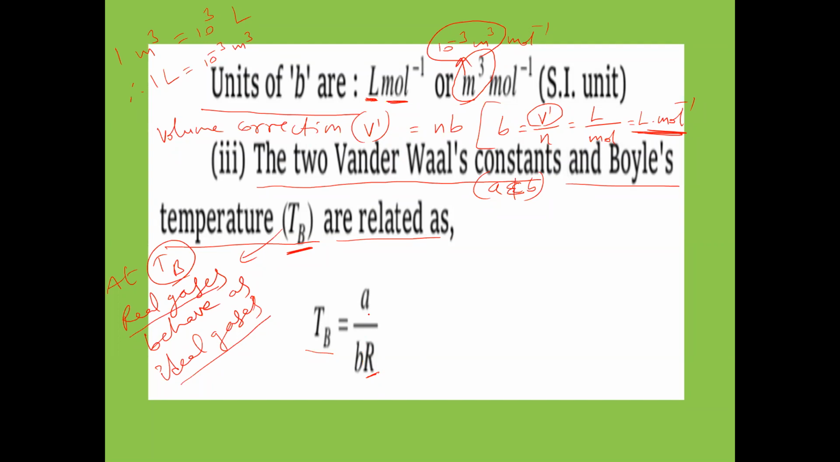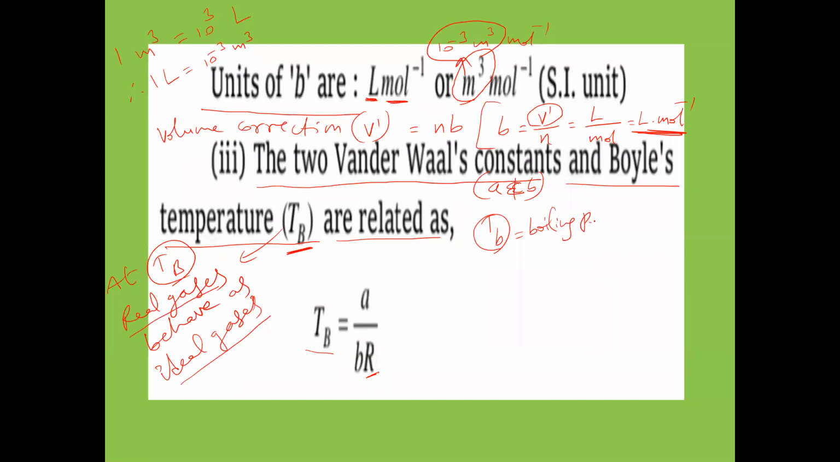A and b are what? Van der Waals parameters, Van der Waals constants. And R is the universal gas constant. So this TB is the Boyle temperature. And don't confuse it with small b here. It is the boiling temperature.